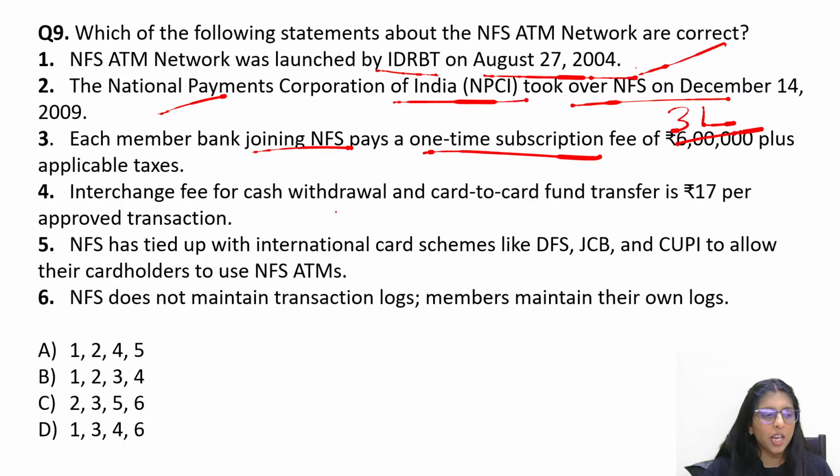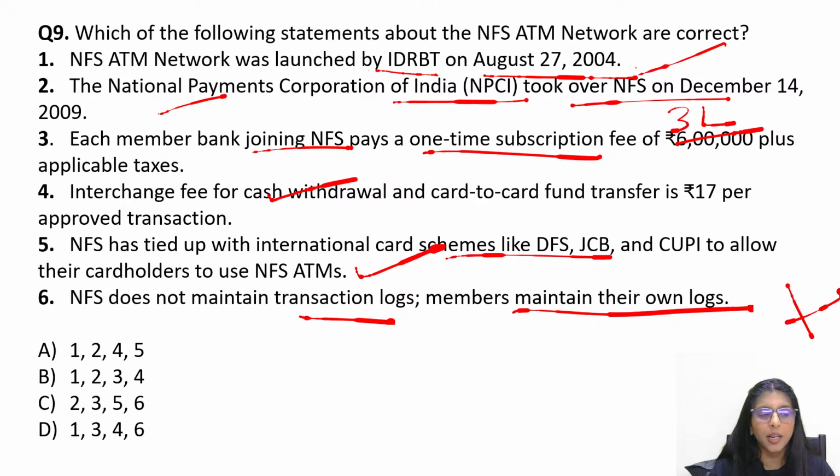Interchange fee for cash withdrawal and card to card fund transfer is 17 rupees per approved transaction. Yes, correct. NFS has tied up with international card schemes like DFS, JCB, RuPay to allow their card holders to use the NFS ATMs. Yes, correct. NFS does not maintain a transaction log, members maintain their own logs. It's incorrect. NFS maintains logs for all transactions, members do not maintain separate logs. So which are the correct statements basically? 1, 2, 4, 5 are the correct statements. That is option A, the right answer.